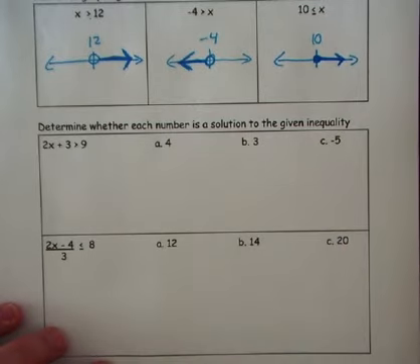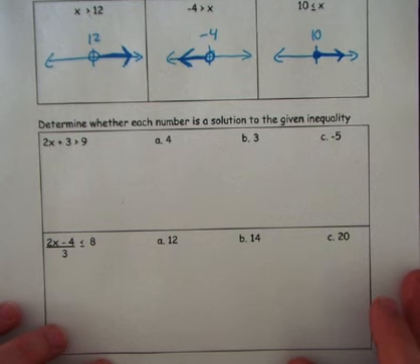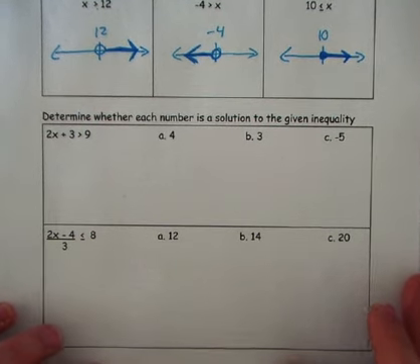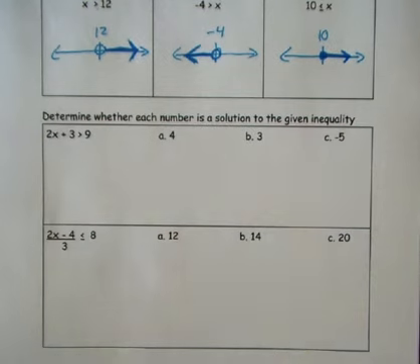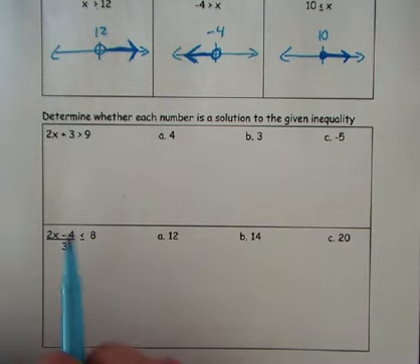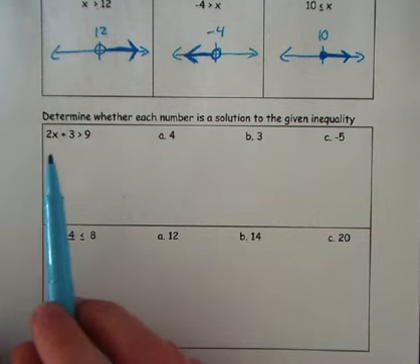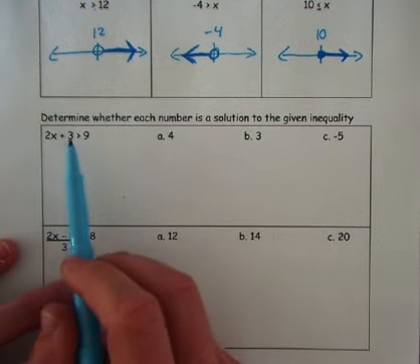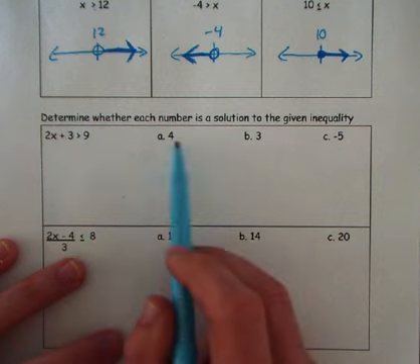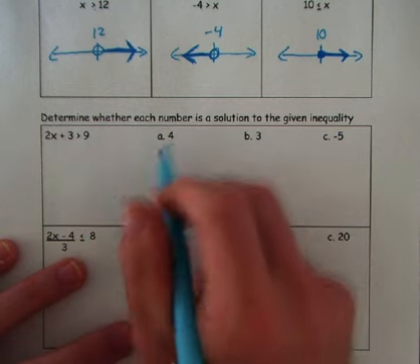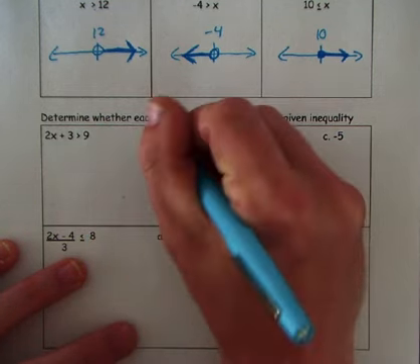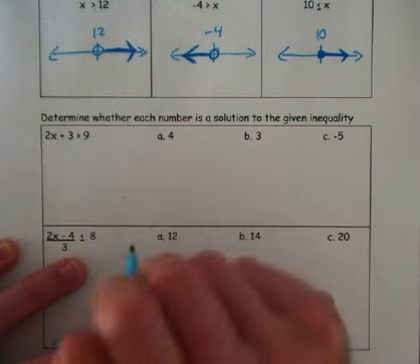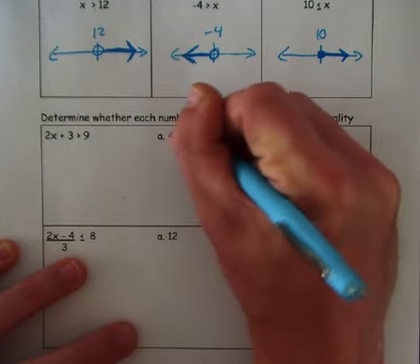Next up, we're going to talk a little bit about how to determine whether or not a number is a solution to a given inequality. Okay? To do that, all we have to do is take the number and plug it in for our variable, and in both of these cases it's x, in our inequality. So our first example, 2x plus 3 is greater than 9. This says a is 4. Okay? So a is 4, so we're going to put 4 in for x, okay? I'm going to write x equals 4.